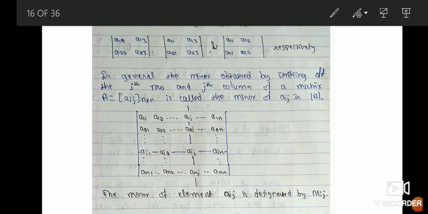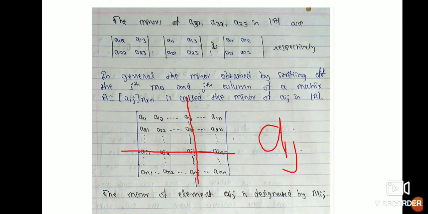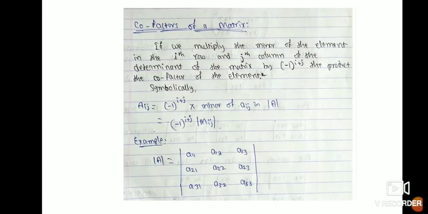In general, if you want to get the minor of Aij, then you have to remove the elements of the ith row and jth column. Then the remaining elements will be considered as the minor of that particular matrix. Okay, that is about the minor of a matrix.